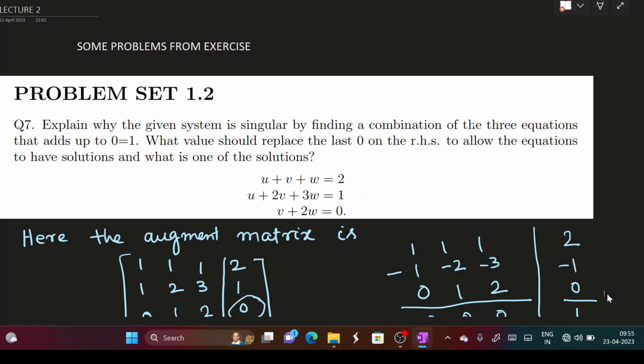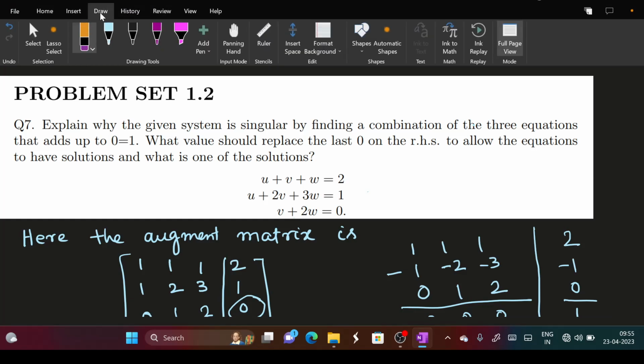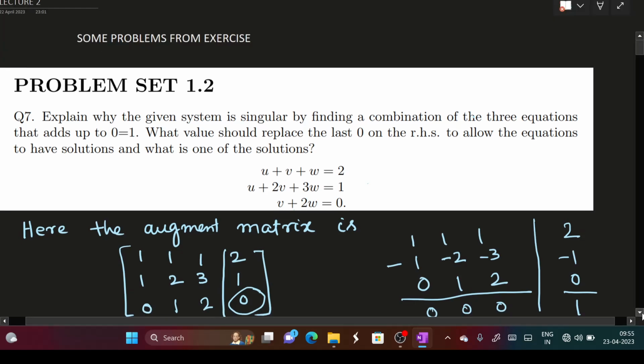Let us observe the left hand side of these three equations. What are we getting? The left hand side of the first equation plus the left hand side of the third equation gives rise to the left hand side of the second equation. So the augmented matrix written here is singular. Let us verify it through the augmented matrix.